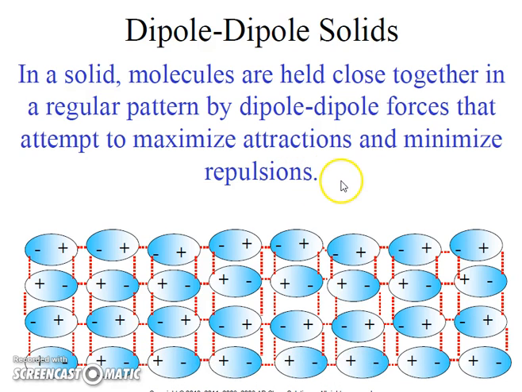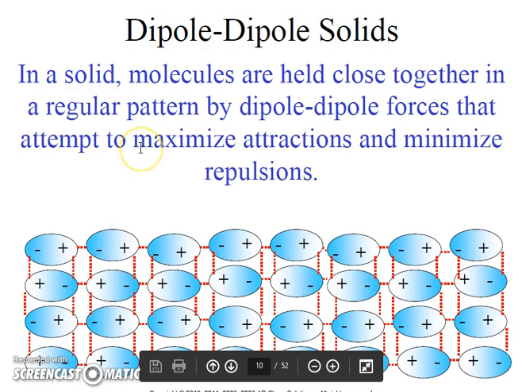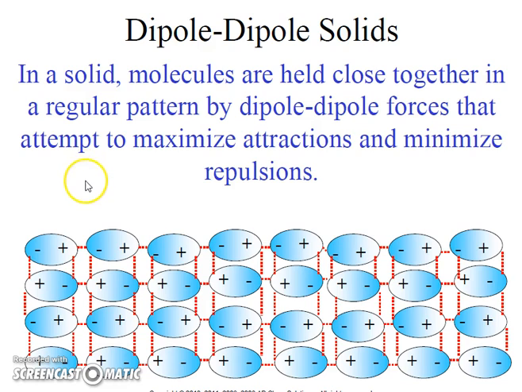Alright, before we talk about this, I want you to notice how this is drawn. Okay, you know these are polar molecules because of the way they're drawn. This is not a representation of an ionic solid. If it was an ionic solid, there would be separate individual ions labeled with charges. These are polar molecules. But they are arranged so that positive and negative are opposite each other.